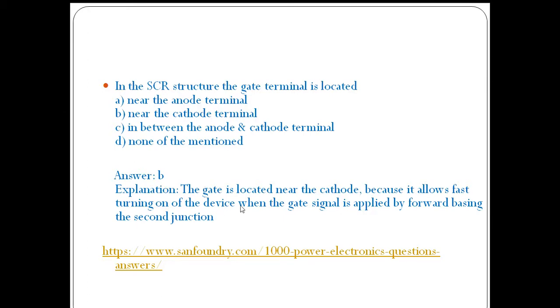So the answer is B. The gate is located nearer the cathode because it allows fast turning on of the device when the gate signal is applied by forward biasing the second junction. Actually, the junctions J1 and J3 are already forward biased. The only junction, J2, is reverse biased. So whenever we provide the gate signal, J2 will be forward biased and conduction starts. So for fast conduction of the device, we provide the gate terminal nearer to the cathode.